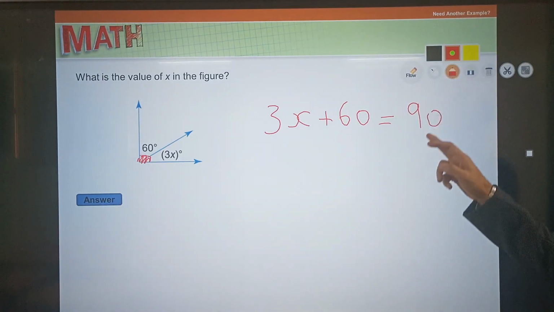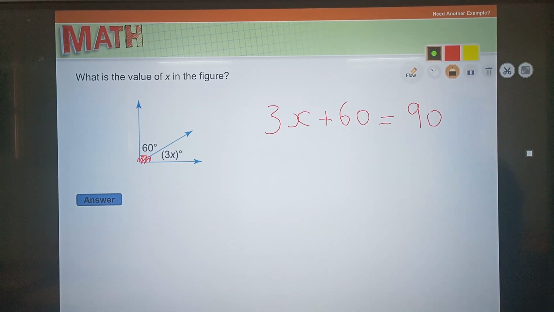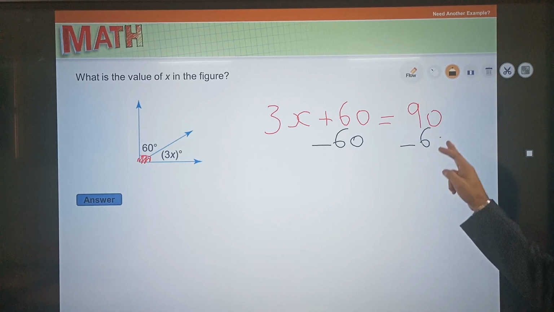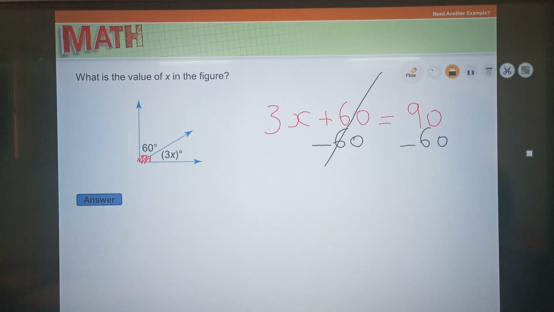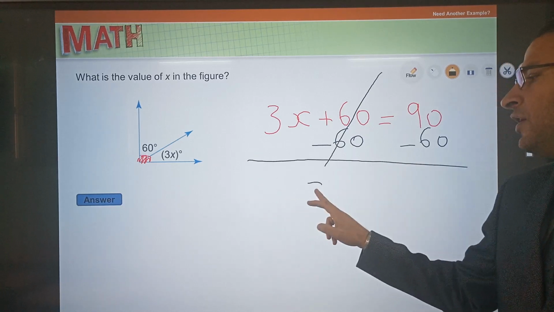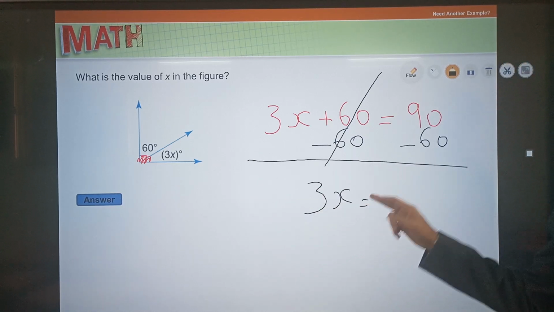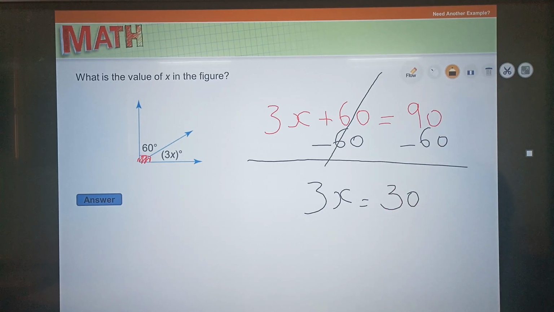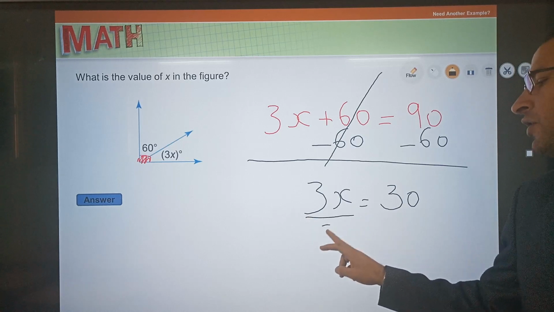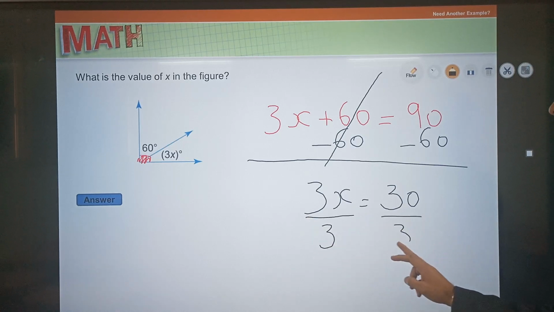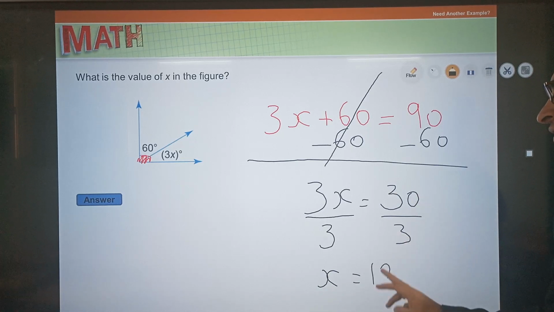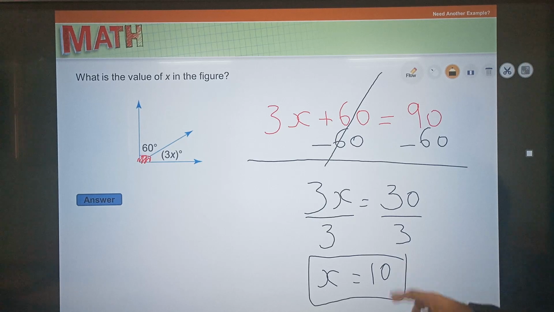We need to cancel what now? We have an equation, right? Yes. I need to cancel 60. So we subtract 60 from both sides. So the 60 is cancelled. I have 3x equal to 90 minus 60, which is 30. We divide both sides by 3. So x will be equal to 30 divided by 3, which is 10. So the value of x is 10.